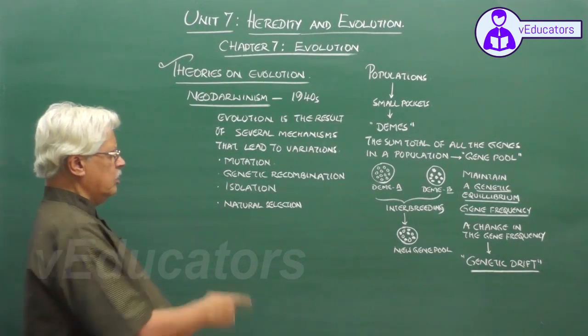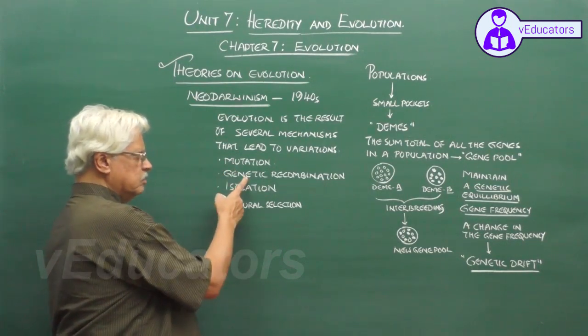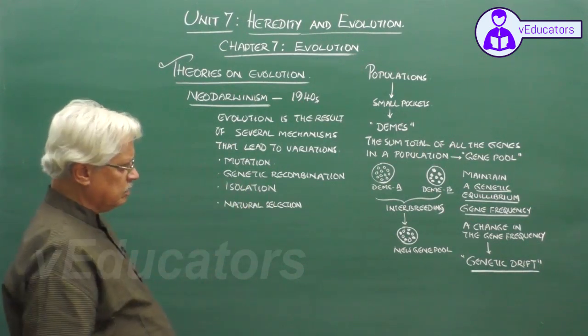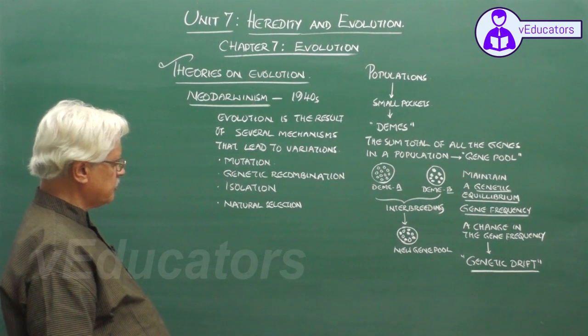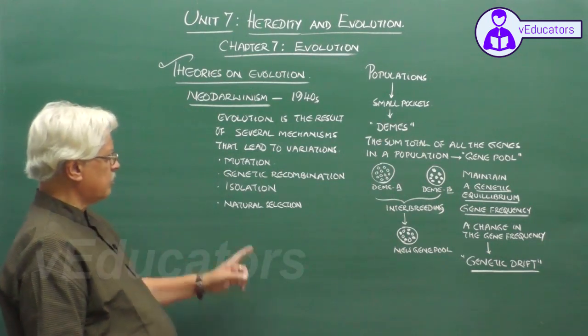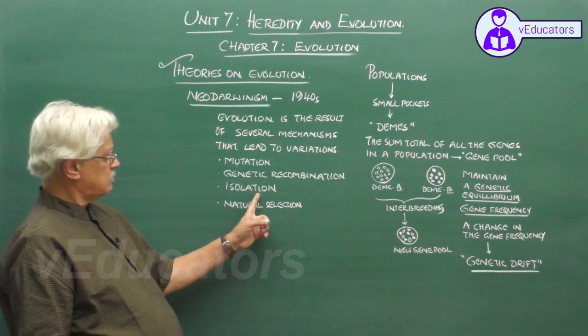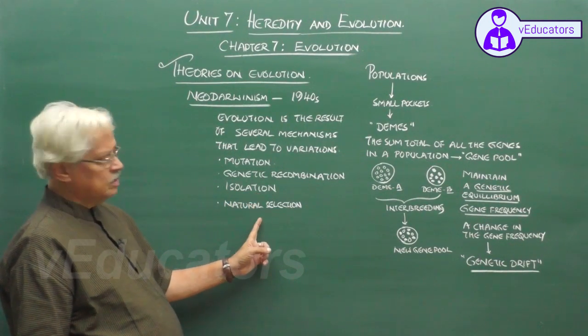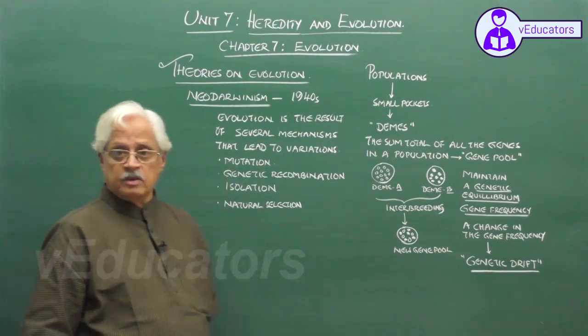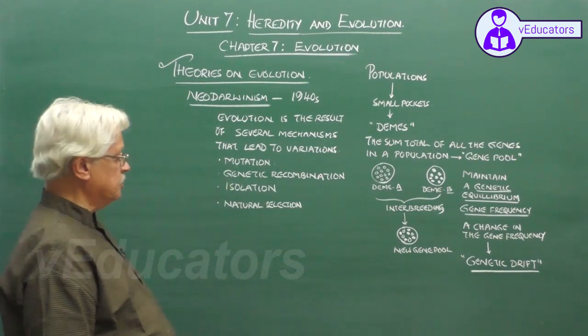So mutation, genetic recombinations that occur during sexual reproduction, change in the gene frequency, isolation and natural selection. These are the factors that are ultimately responsible for evolution.